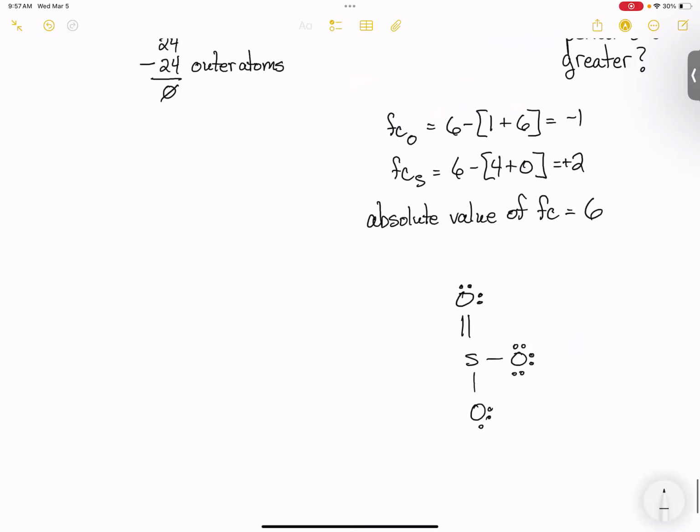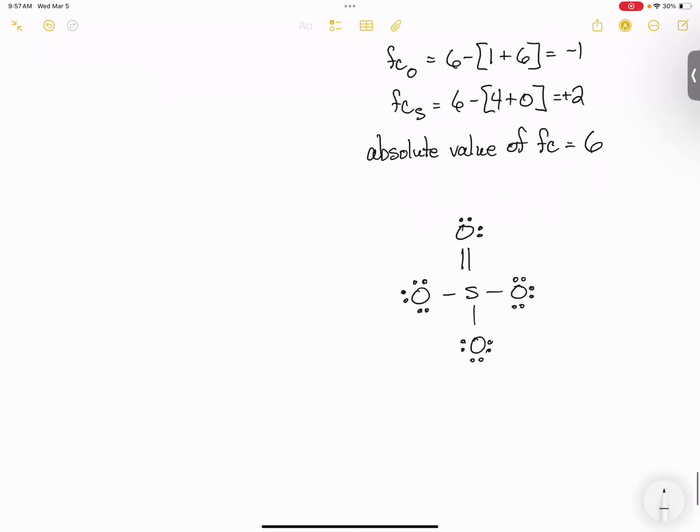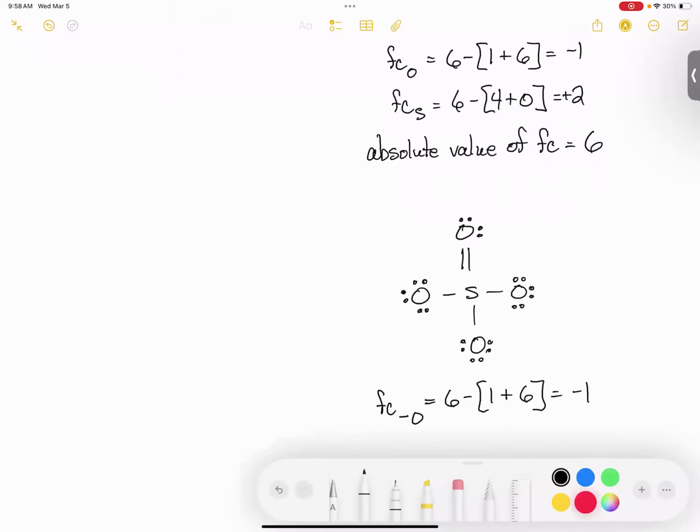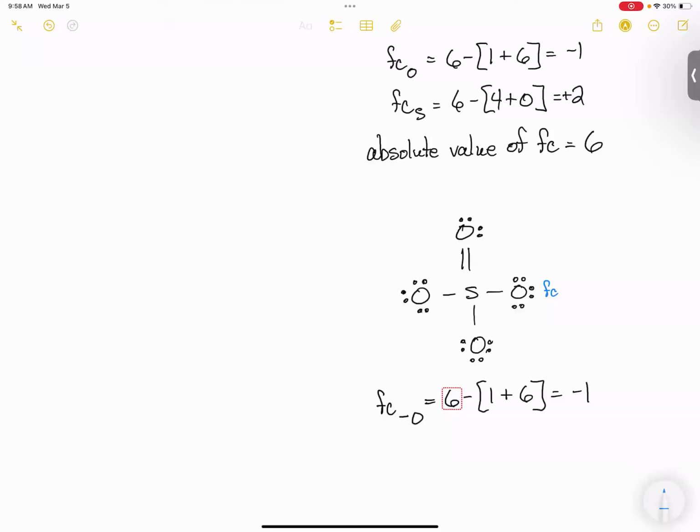That we brought in a pair of electrons from that top oxygen to share between our central atom and our external atom. Because we altered this structure, we have to calculate the formal charge. The formal charge on the single bonded oxygens is going to equal 6 valence electrons minus 1 for every bond. It has 1 bond. Plus 1 for every dot. It has 6 dots. So that's a total of a -1 formal charge. So our single bonded oxygens still have a -1 formal charge.